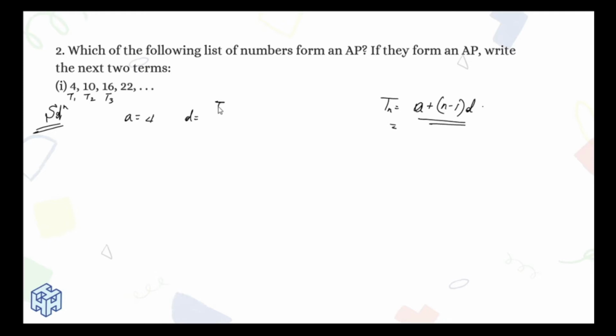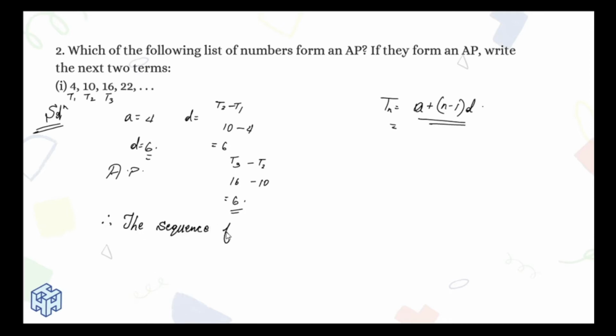So we'll go with T2 minus T1, that is 10 minus 4, which will give us 6. Similarly, we'll verify by T3 minus T2, which is 16 minus 10, which will again give us 6. So the common difference d is equal to 6. Since the common difference is 6, which is the same for all terms, therefore it forms an AP, right? So our statement will be: therefore the sequence forms an AP. Therefore it forms an arithmetic progression.